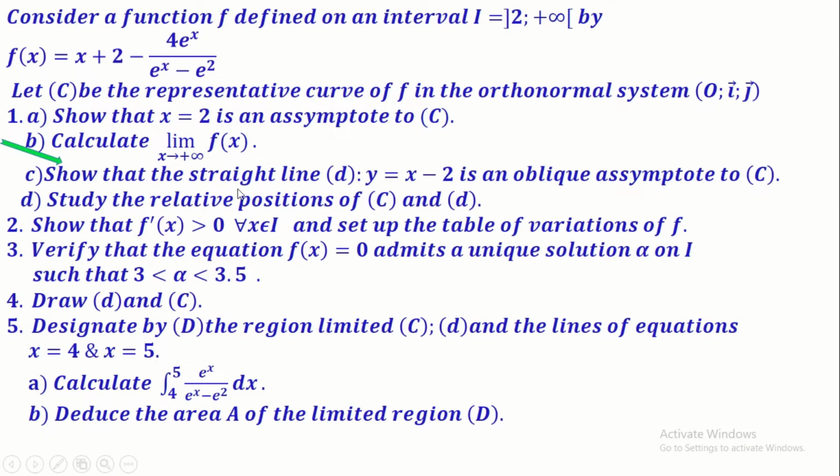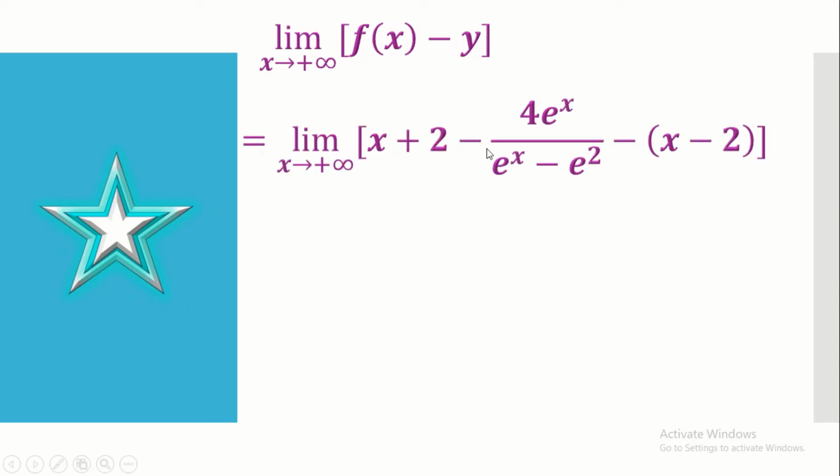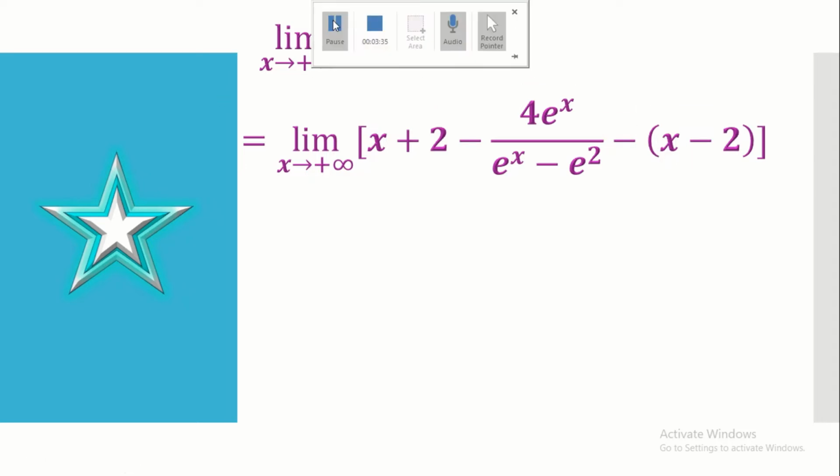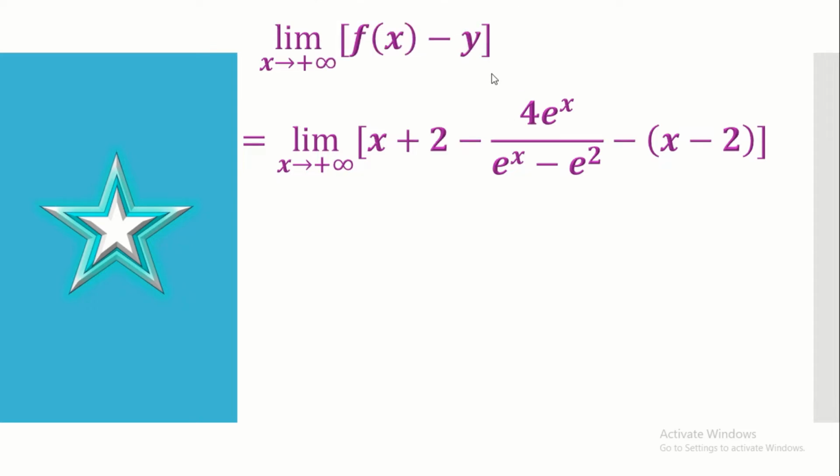Now show that the straight line D, which has the equation y equals x minus 2, is an oblique asymptote to the curve C. In this case, we need to calculate the limit as x tends to plus infinity of f of x minus y, where y gives us the equation of the straight line D. We replace f of x by its given value, and since the equation of the straight line is y equals x minus 2, we replace y by x minus 2, and now we can solve.